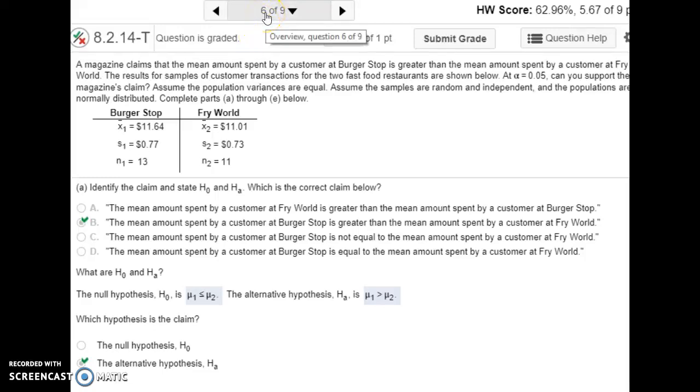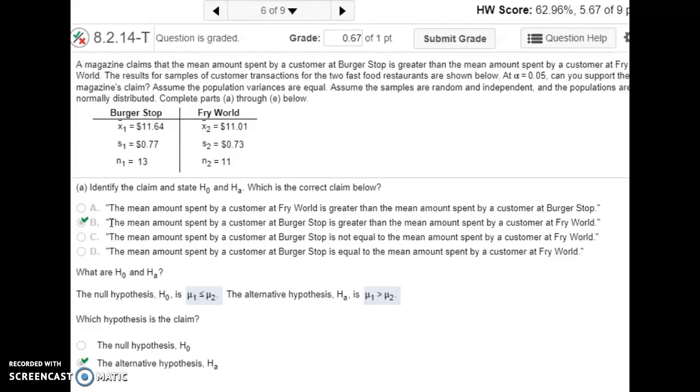In this video, working through a problem from 8.2, a magazine claims that the mean amount spent by customers at Burger Stop is greater than the mean amount spent by customers at Fry World. So that is the claim, and that's what the first question is just asking about. What's the claim being made here?